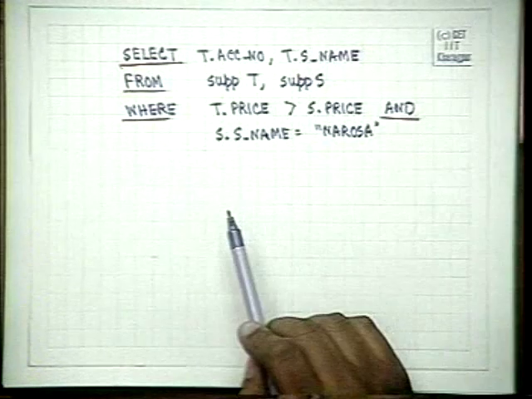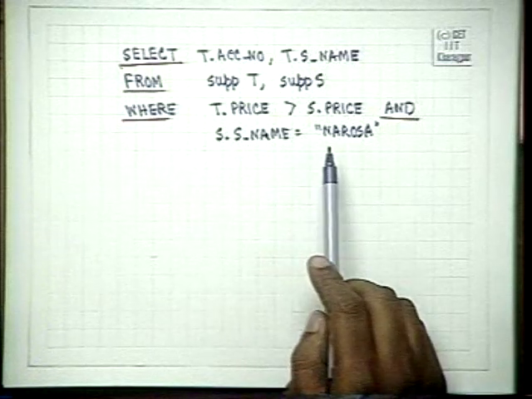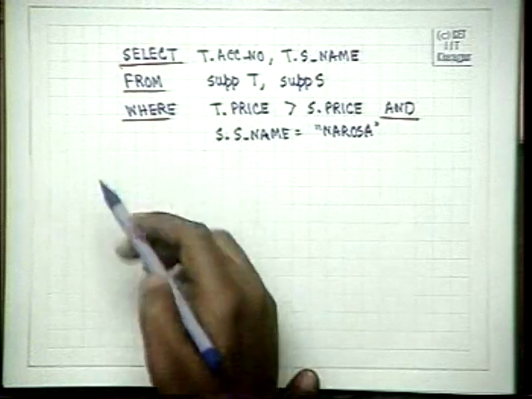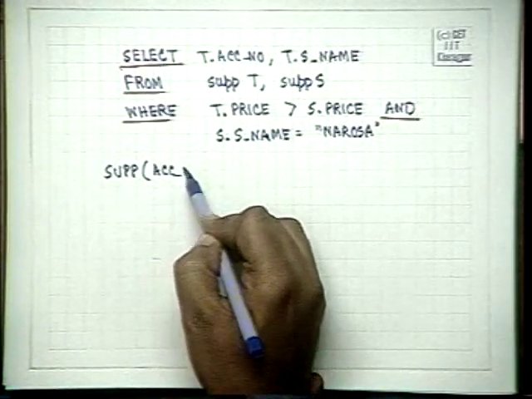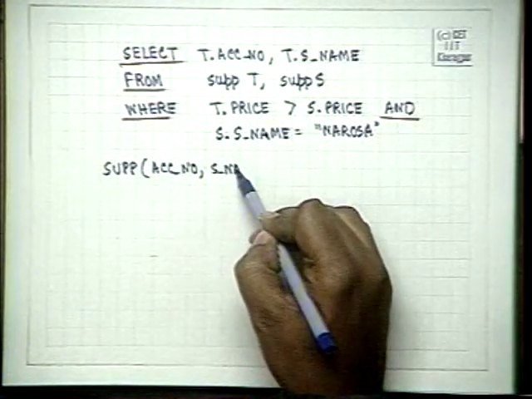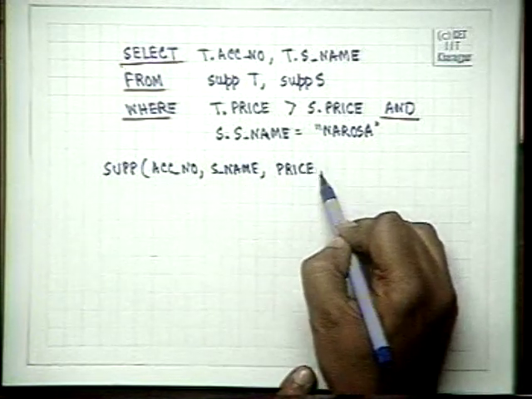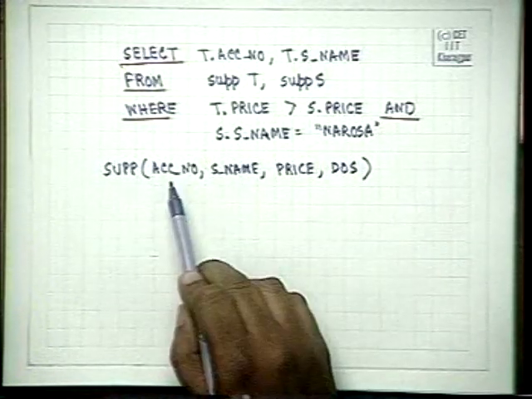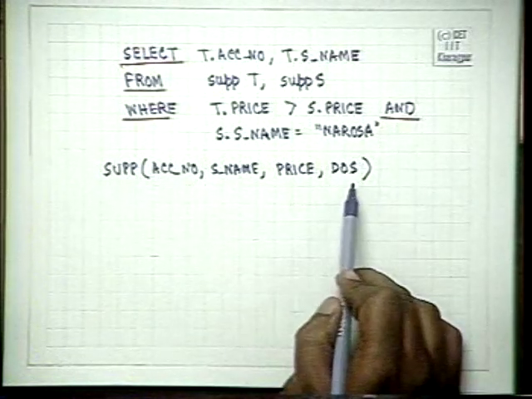The sub relation has the attributes accession number, supplier name, price, and date of supply. It gives the name of the supplier who supplied the book with this accession number at this price and at this date.